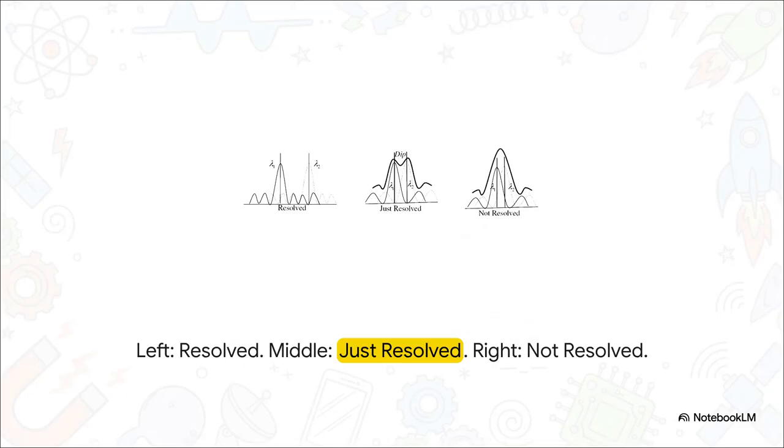Okay, here we go. This image explains it perfectly. On the far left, you see two separate, distinct peaks of light. No problem, they're resolved. Now jump to the far right. It's just one blurry lump, unresolved. But look at that picture in the middle. That's the magic moment. That's just resolved. It's the exact point where the peak of one light wave falls right into the first dip of the other one. That is the absolute physical limit of clarity for whatever instrument you're using.